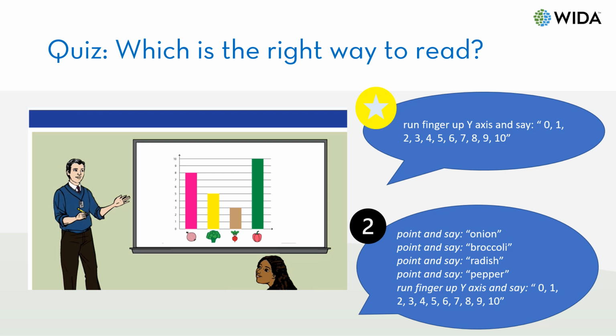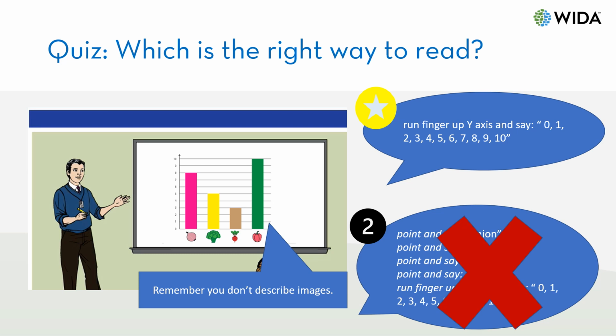Number 1, run your finger up the y-axis and say 0, 1, 2, 3, 4, 5, 6, 7, 8, 9, 10. You will not point and say onion, broccoli, radish, or pepper because you do not describe images.